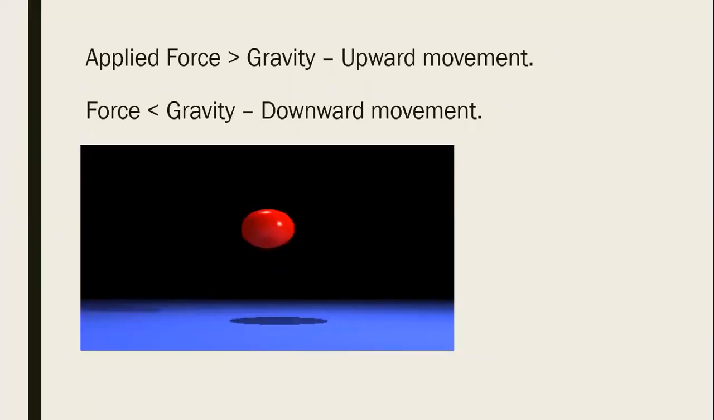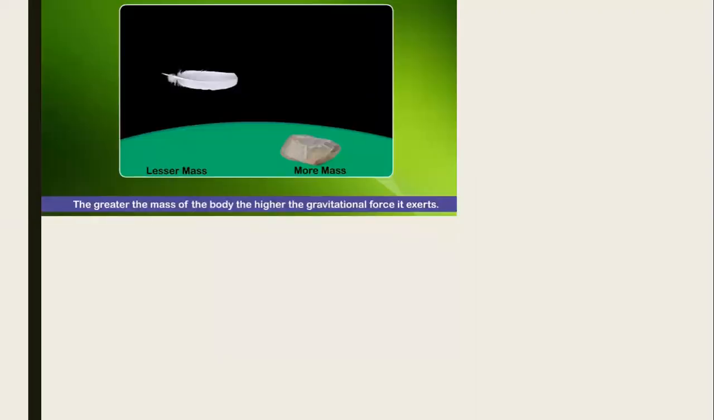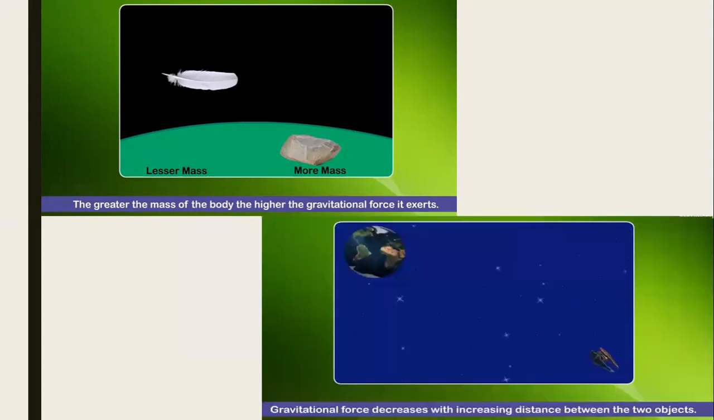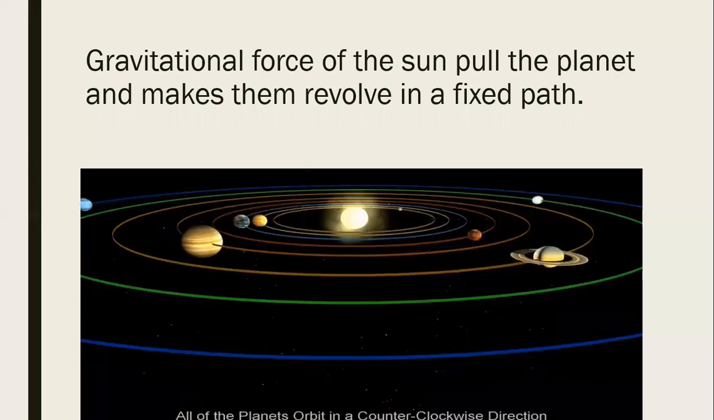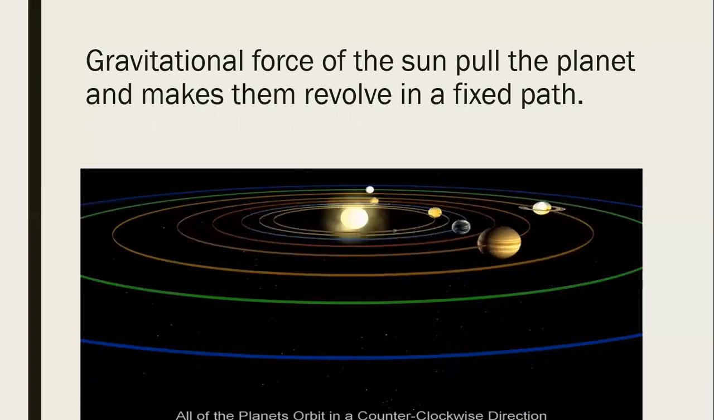And as it moves upwards, the force applied reduces, and when it is less than the gravity, then the object starts moving downwards. The greater the mass of the body, the higher the gravitational force it exerts. Gravitational force decreases with increasing distance between the objects. Gravitational force of the sun pulls the planets and makes them revolve in a fixed path.